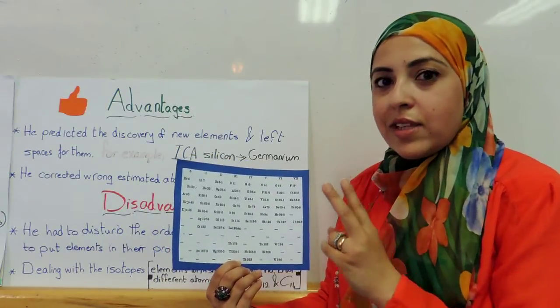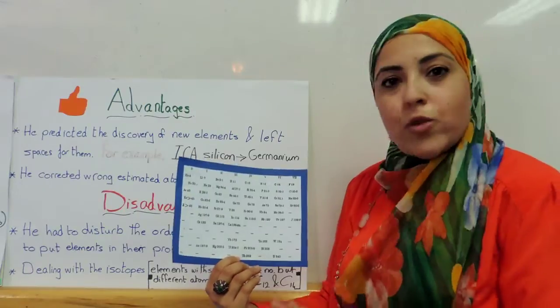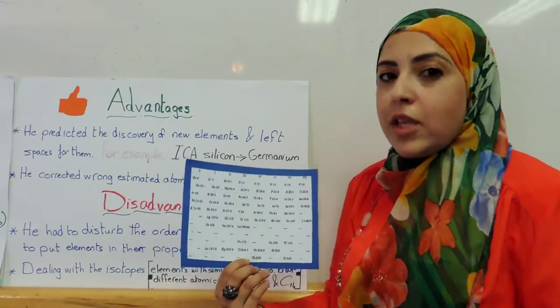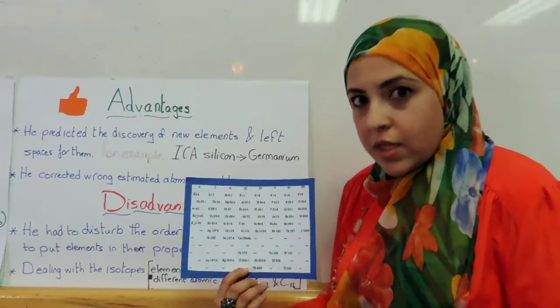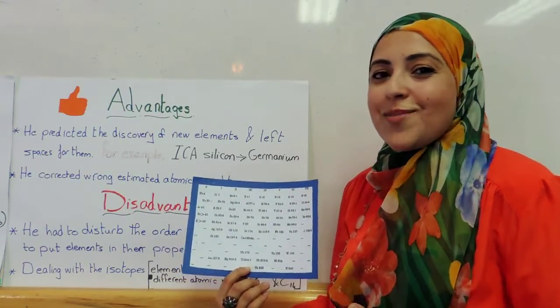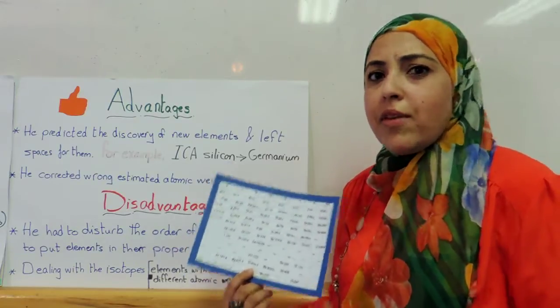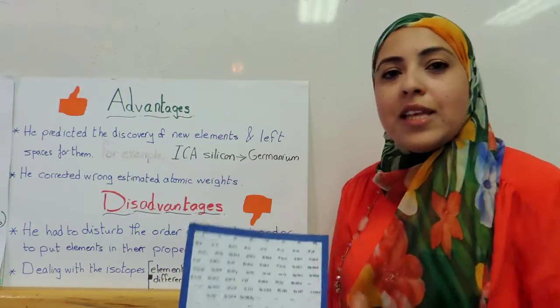The second disadvantage, the isotopes. What will he do with the isotopes? He wasn't able to place them in his arrangement. What's an isotope? This is your task, my dear fellow class, to find out what an isotope is and why Mendeleev had such trouble placing them in his arrangement.